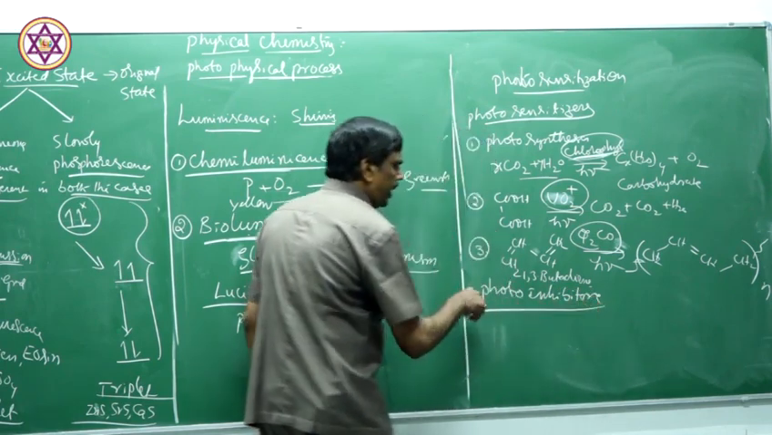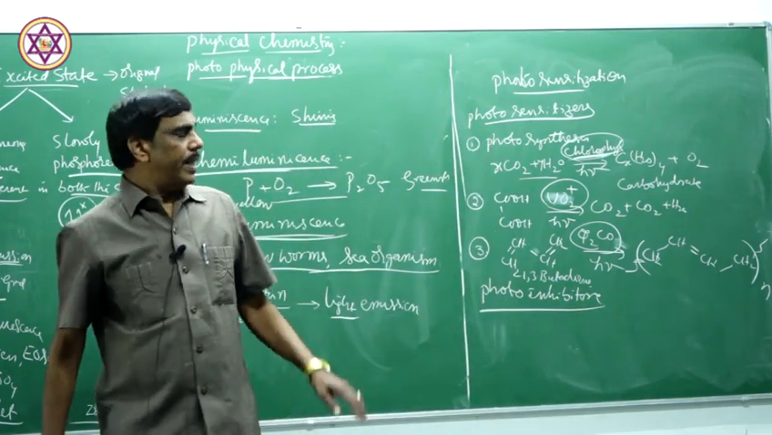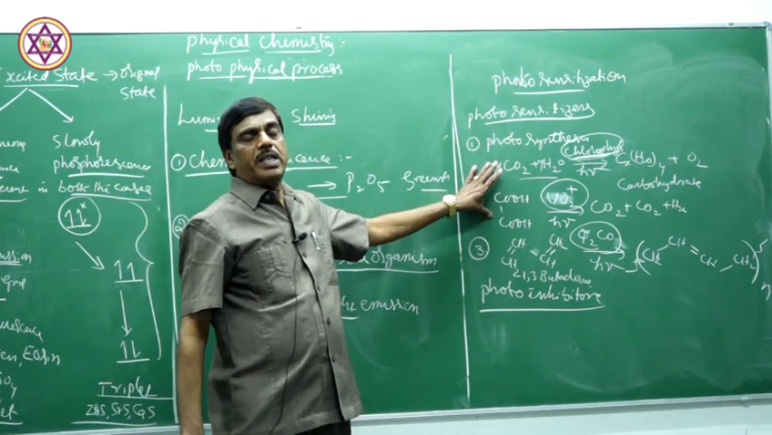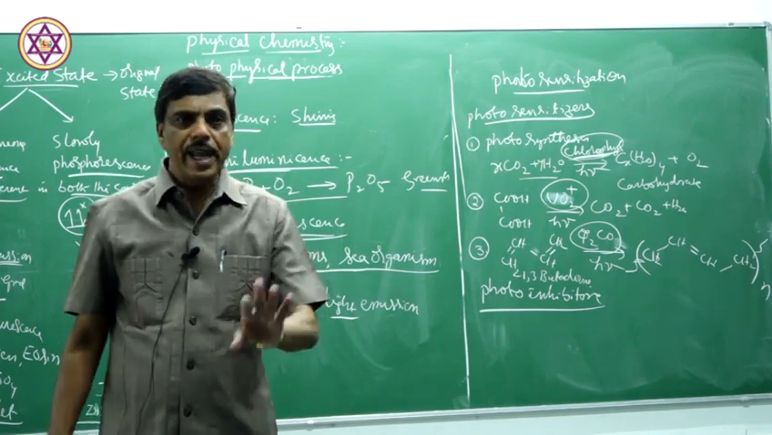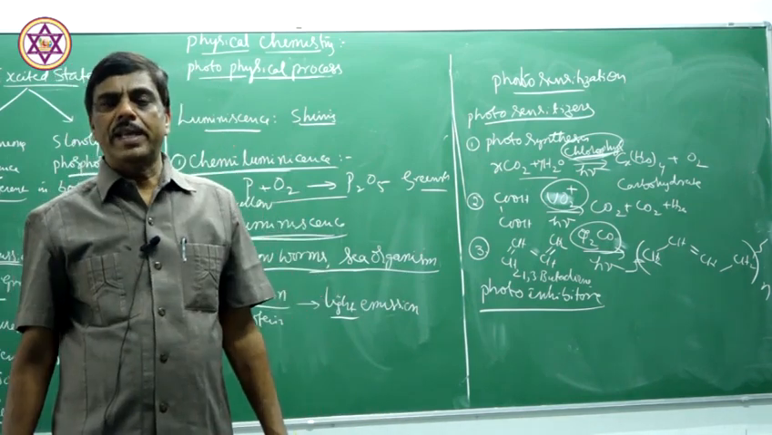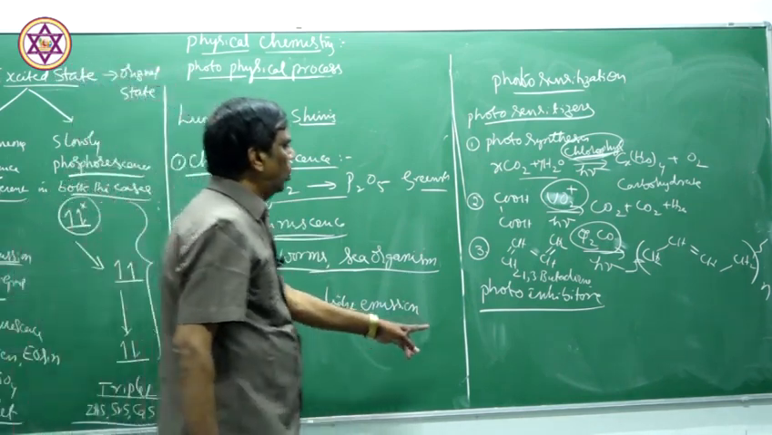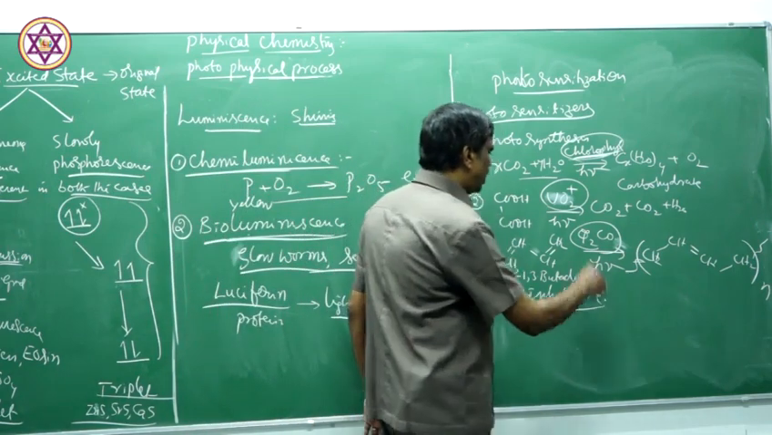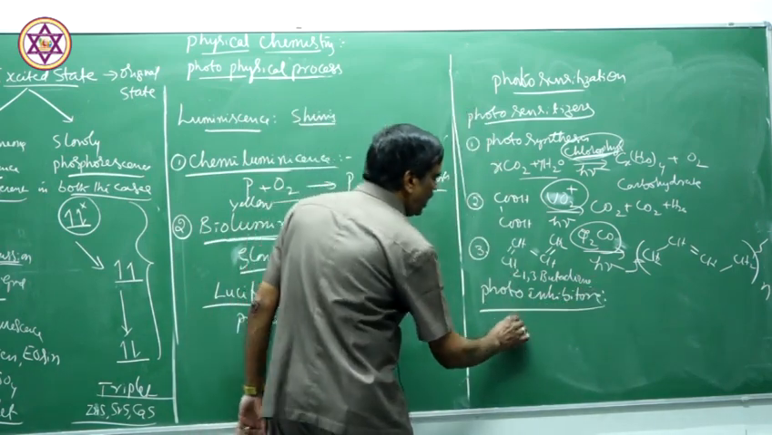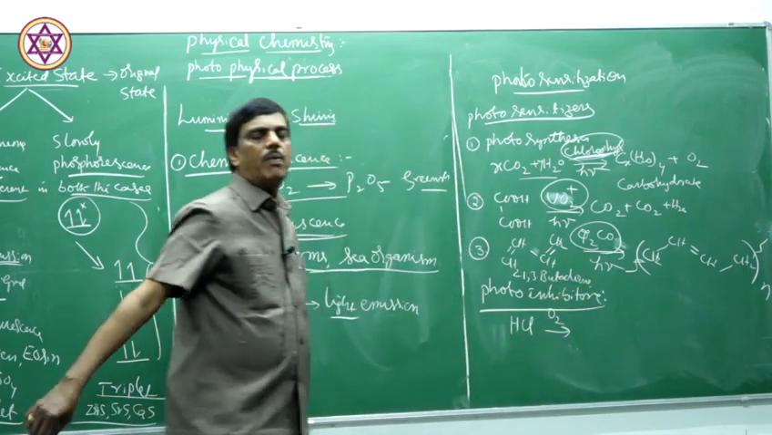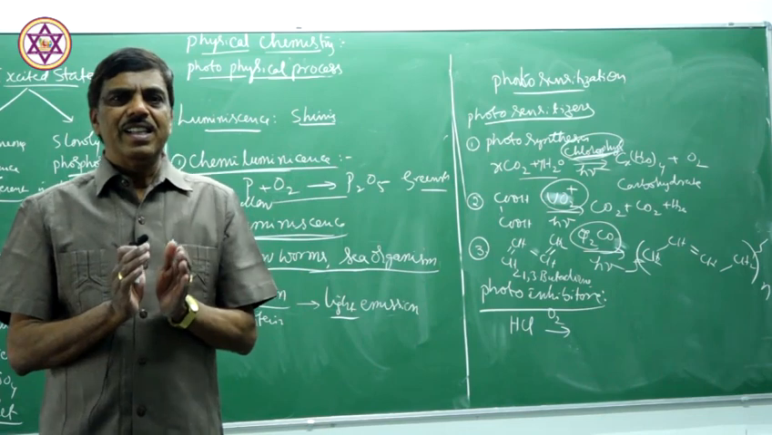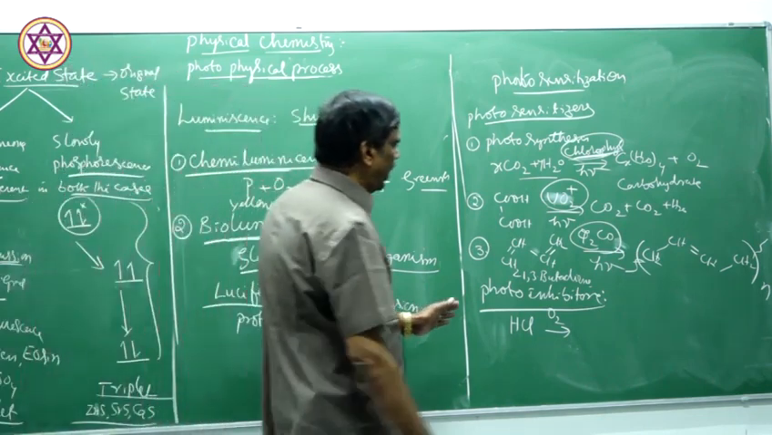These photoinhibitors are opposite to photosensitizers. They decrease the rate of the reaction. They deactivate the photochemical reaction. Those are called photoinhibitors. One such example is in the photosynthesis of HCl. If traces of oxygen are present, the quantum yield of HCl will be reduced.